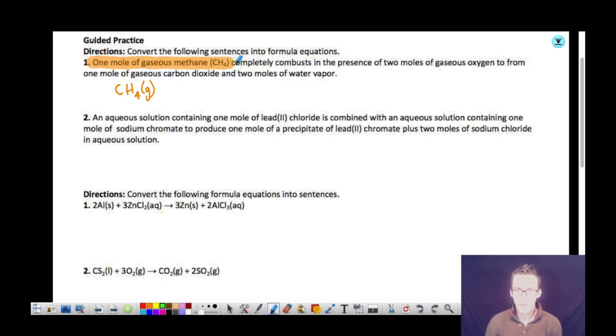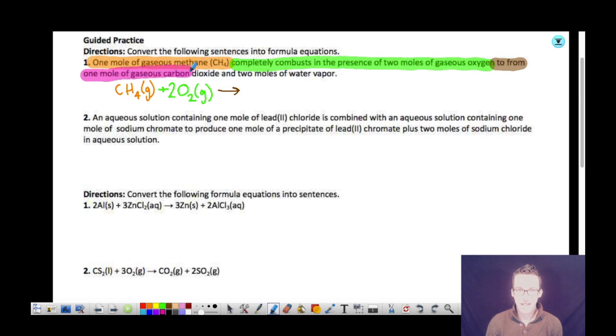Next, it completely combusts in the presence of 2 moles of gaseous oxygen. So as I look to include that, we're going to combust this in oxygen. I have to remember that oxygen is a diatomic element, so when it's by itself, I need to make sure that it's diatomic. There's 2 moles of this, and it's a gas. We then form, that should say form, not from. We form, there's my arrow.